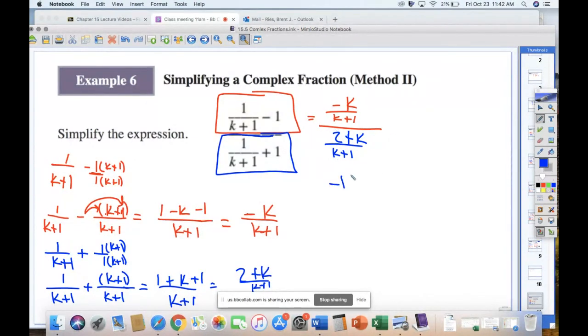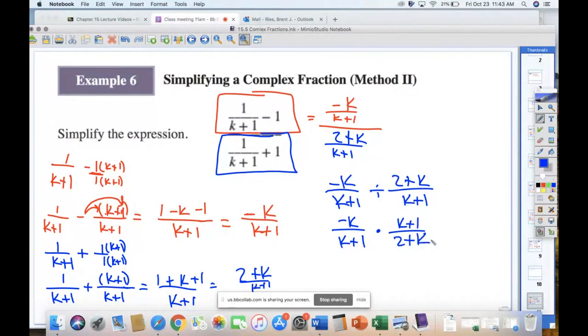Fraction: negative k over k plus 1 divided by 2 plus k over k plus 1. Keep, change, flip: negative k over k plus 1 times k plus 1 over 2 plus k. And look what happens. Those k plus 1s, they go away. Negative k on top, 2 plus k on bottom, and we're done.